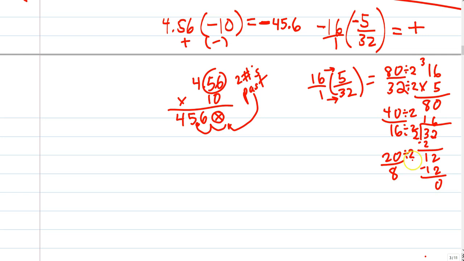This is where I was saying, maybe if you had tried to divide it by 4 or something bigger, that would have been awesome. I think 8 was the biggest one, but that's okay. Half of 20 is 10. Half of 8 is 4. Still not done, because 10 and 4 are still even. So that we end up with 5 over 2.